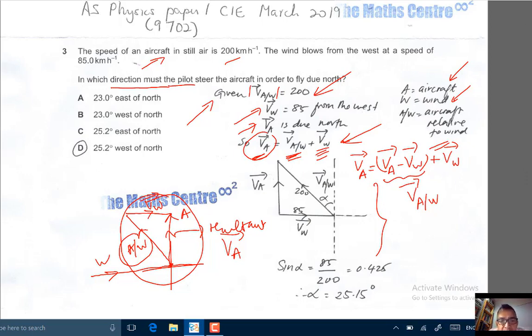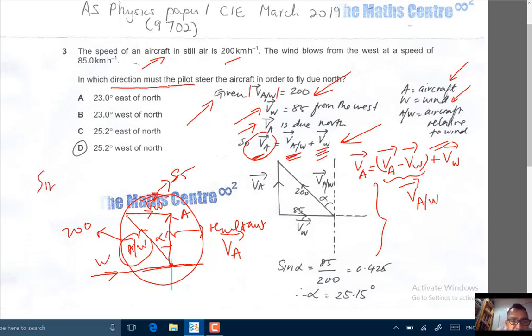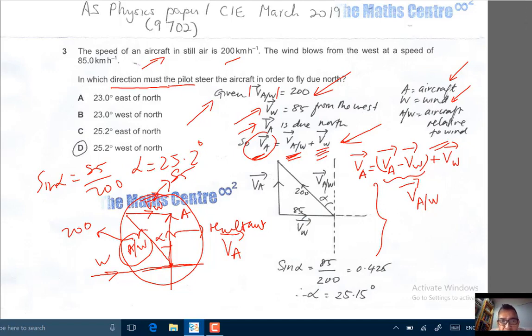Now, we are looking for the direction. So basically we're looking for this. Let's call this alpha. You know this one here is 85. This one here, you know the magnitude is 200. So we can write from this triangle, sine alpha equals 85 over 200. Use a calculator and you will get alpha equals 25.2 degrees, and that will be west of north. Therefore, the correct response is D, 25.2 degrees west of north.